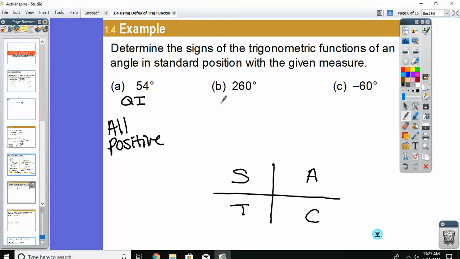Letter B, 260 degrees. What quadrant is that? We have 0, 90, 180, 270. It's between 180 and 270, so that's quadrant 3. Okay, in quadrant 3, T is for tangent. So tangent, and if you have tangent, the other is cotangent. Those are positive. So that means the remaining 4 functions, sine, cosine, secant, and cosecant, are all negative.